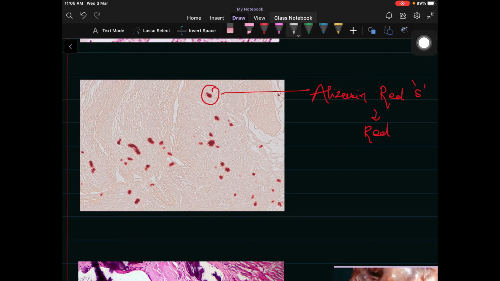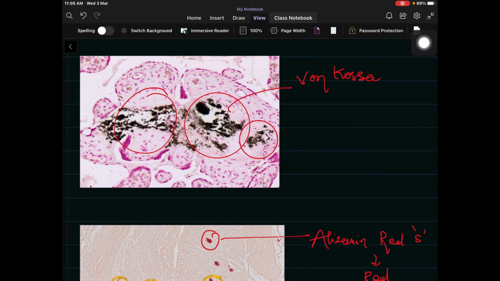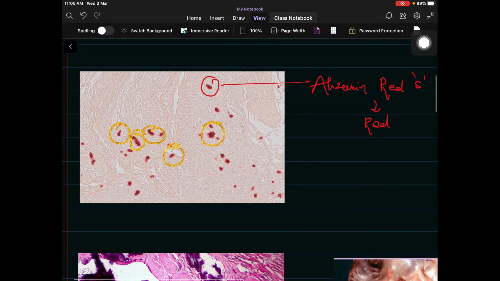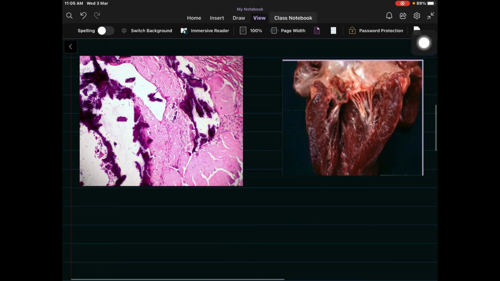So we can see in the pictorial representation that the calcium deposition is in a small amount compared to the first one. As we can see, in the first picture there is more calcium deposition than in the second one, that the alizarin red S can detect.